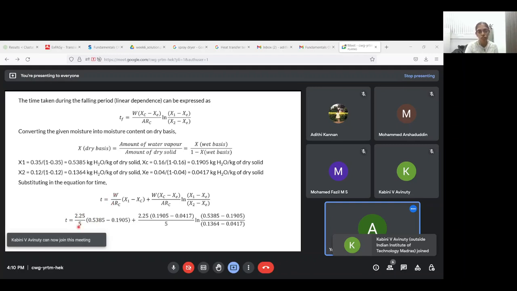When you substitute these values, X1 and Xc values, what you get is time is equal to 0.1868 hours, which is 11.21 minutes. So the answer to this question is option A. So any doubt in how to calculate your dry basis moisture or the total time required?